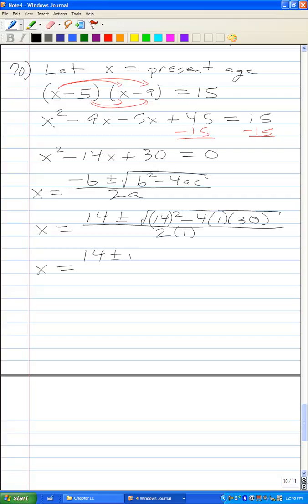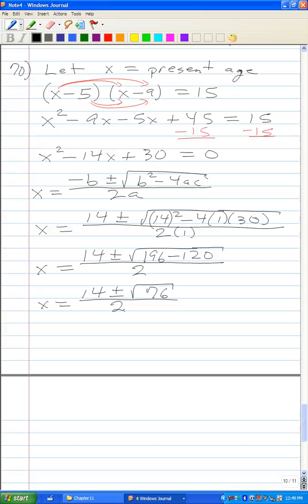14 plus or minus the square root of 14 squared, 196, minus 4 times 1 times 30, negative 120, over 2. And so x is equal to 14 plus or minus the square root of 76 over 2.